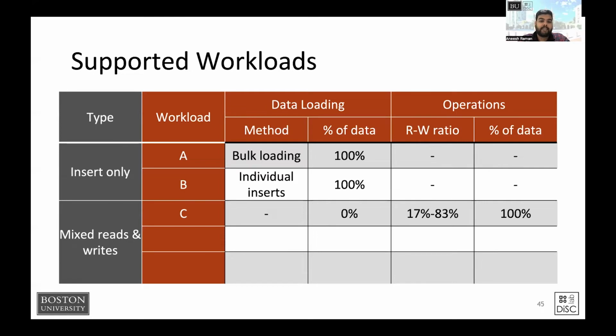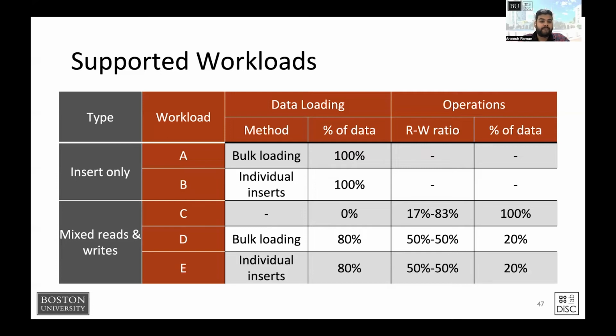Workload C is a mixed workload with interleaved reads and writes that contains no preloading phase, whereas workload D contains a preloading phase where we warm up the database with 80% of the data using bulk loading. We conduct the mixed reads and write operations at a 50-50 ratio on the remaining 20% of the data. Workload E is very similar to workload D, except that we use individual inserts for the preloading phase.